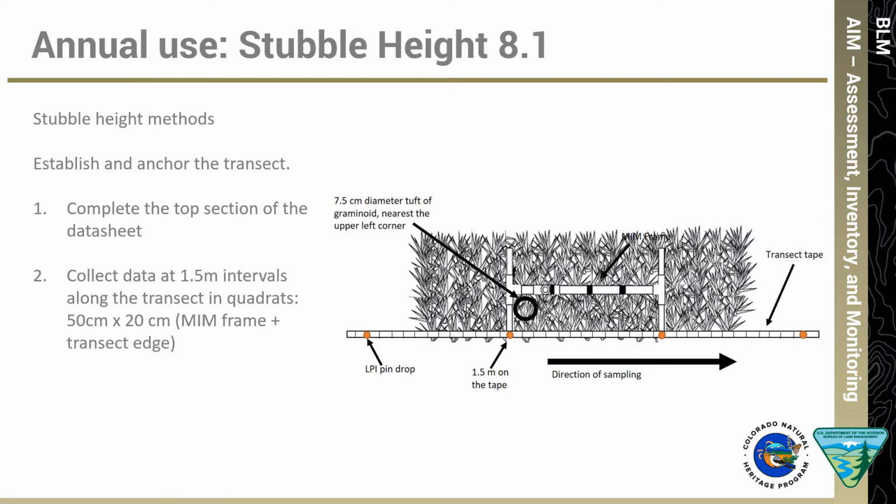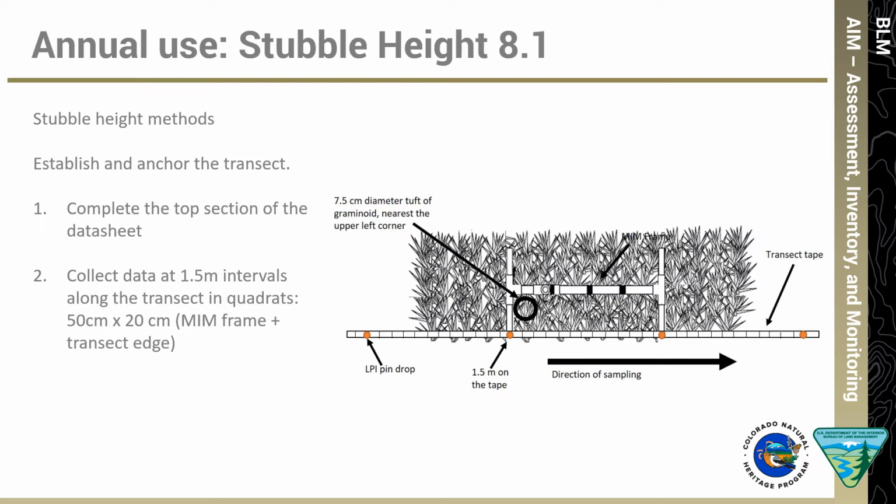Step 2, the data are collected at 1.5 meter intervals along the transect in a 50 centimeter by 20 centimeter quadrat shown by this diagram on the right. The first point for data collection is at the 0 meter mark on the transect tape.